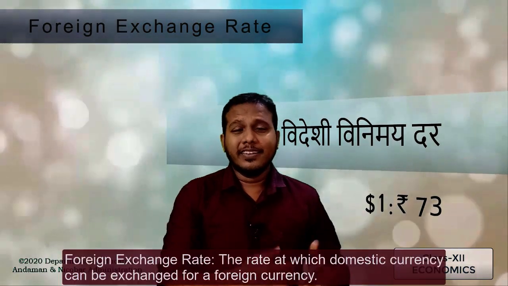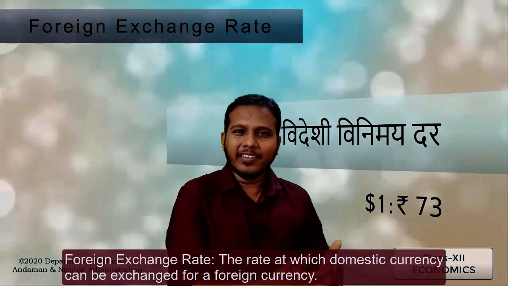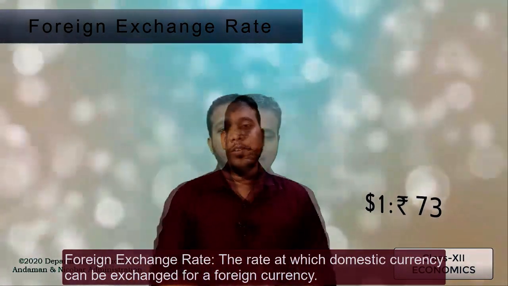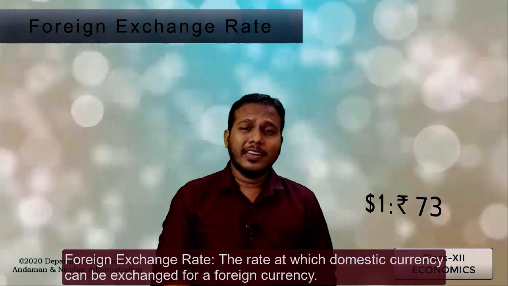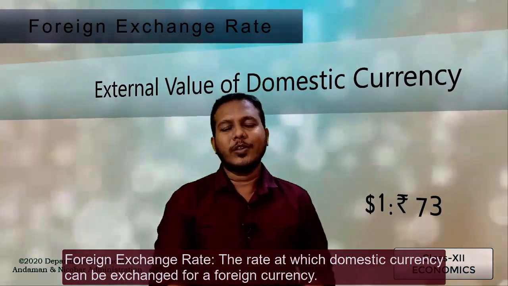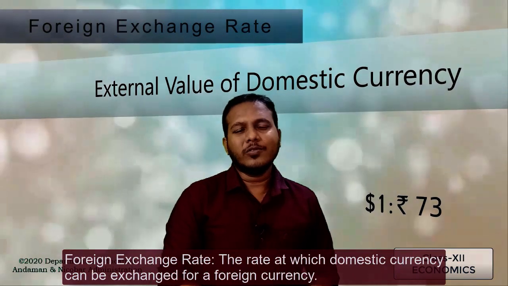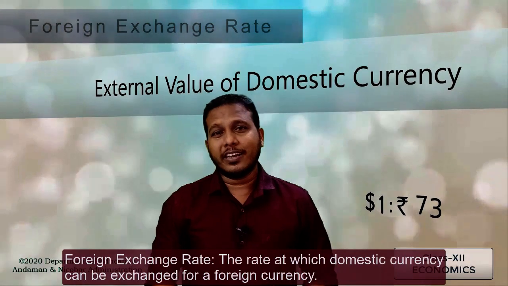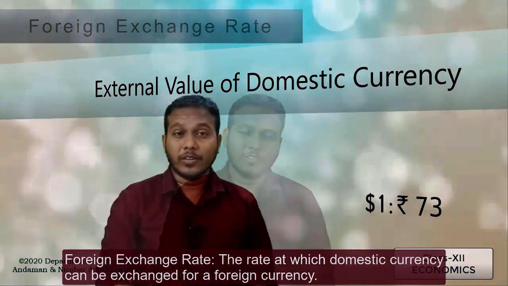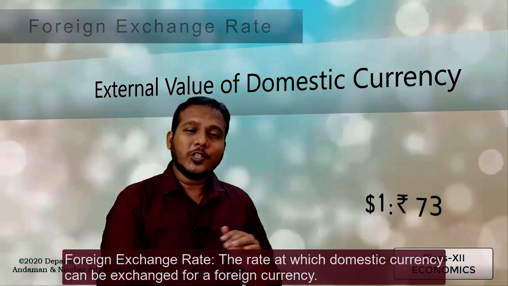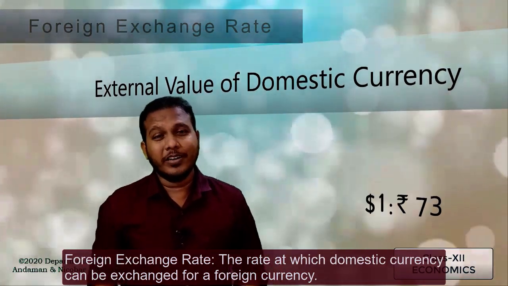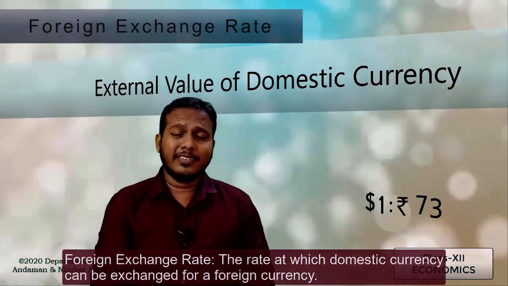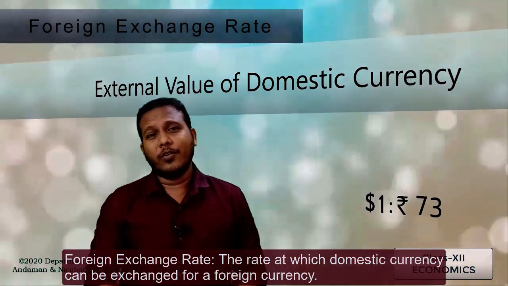So we can say that the exchange rate is the rate at which a domestic currency can be exchanged with a foreign currency. So it can also be called the external value of the domestic currency. By this way, we can very easily exchange or convert our currency, the domestic currency, into the foreign currencies. So students, we can say that it is the ratio between the domestic currency and the foreign currency. So now we will learn about the method where the domestic currencies can be converted into the foreign currencies.